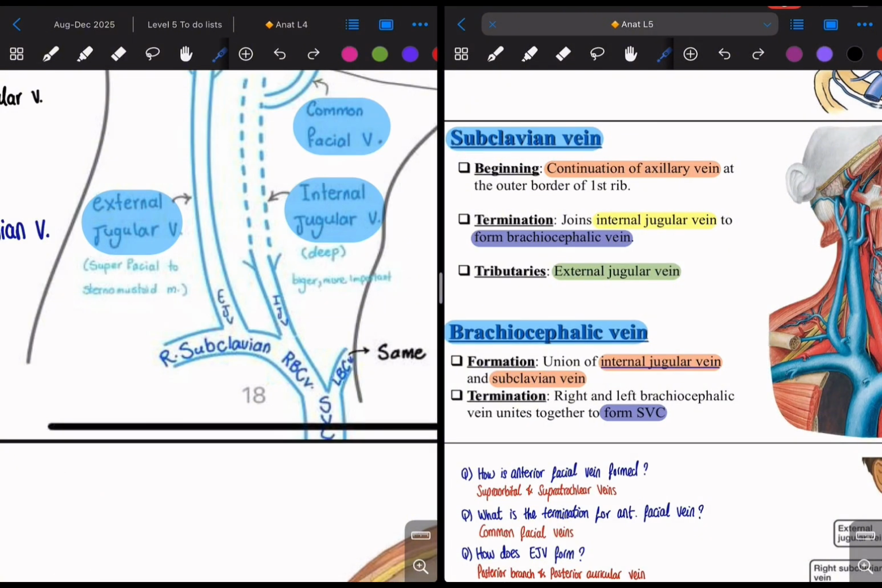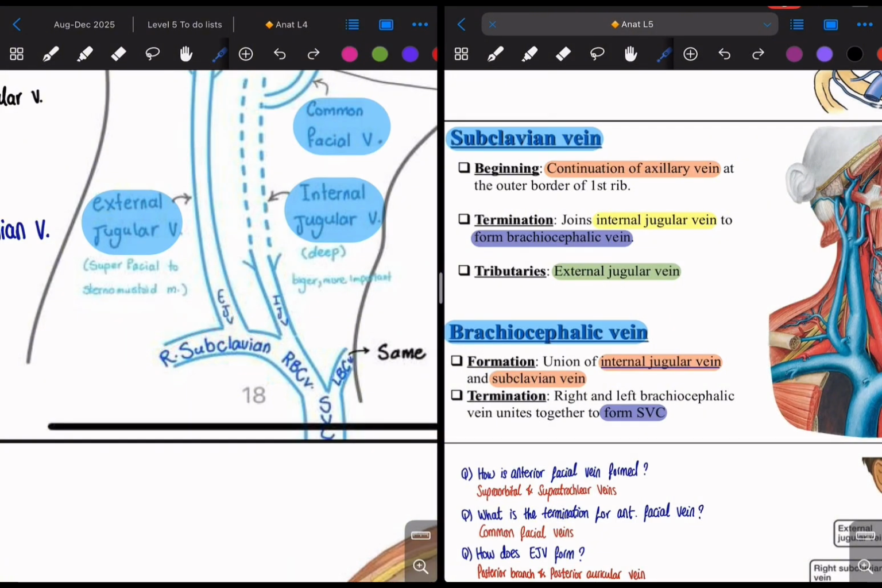Okay? Termination, where does it go? It goes to the internal jugular vein and they both join together, or unite together, and form the brachiocephalic vein. What about the branches it gives? It gives one single branch, which is the external jugular vein. The external jugular vein is originally a branch from the subclavian. That's why in the end it goes back to the subclavian.